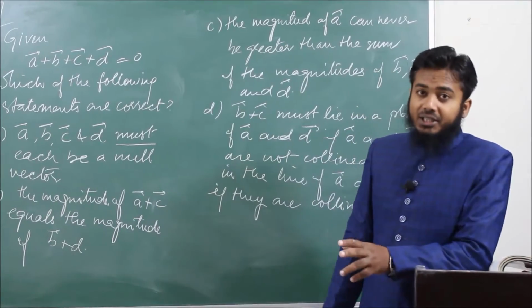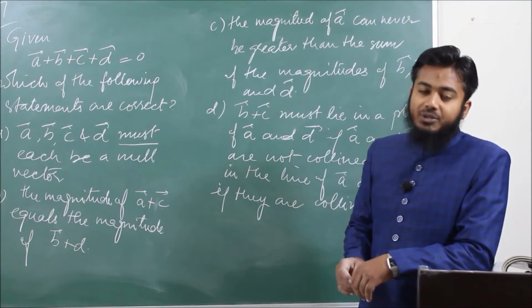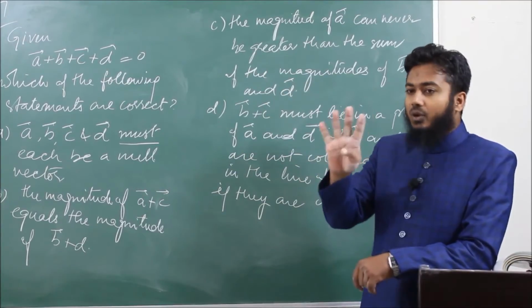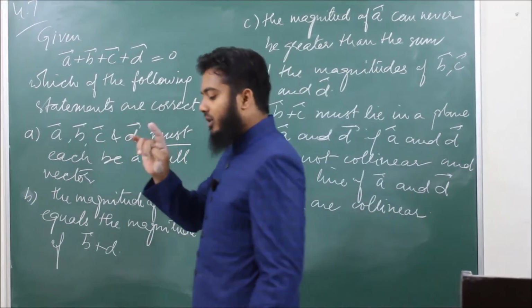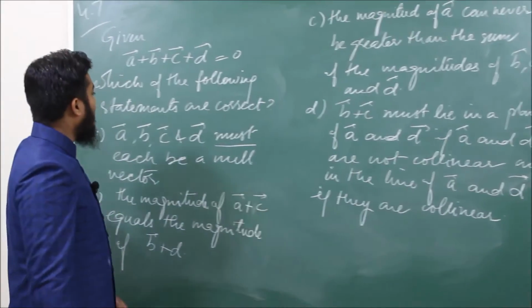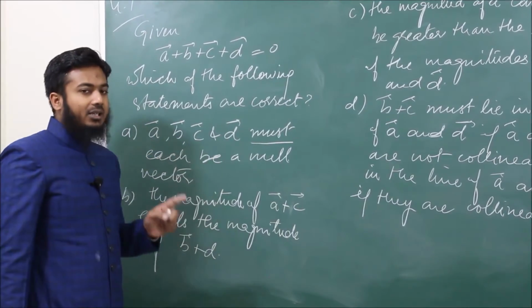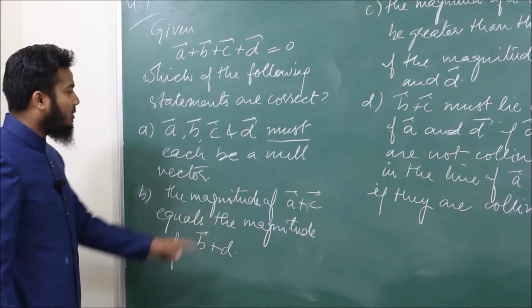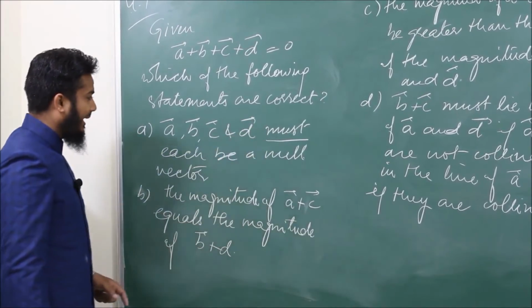There are other conditions when the sum of 4 vectors can be 0. We have talked about it: if the vectors are not coplanar, then you need 4 vectors for having a null vector. So it is not necessary that A, B, C and D are each a null vector. So the word "must" in the statement makes it incorrect.